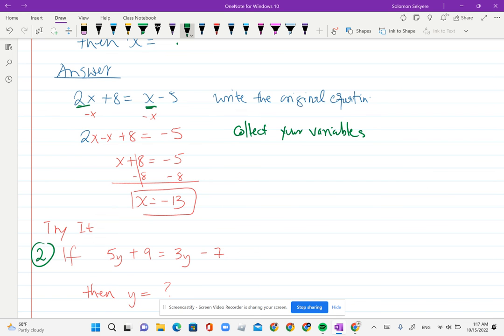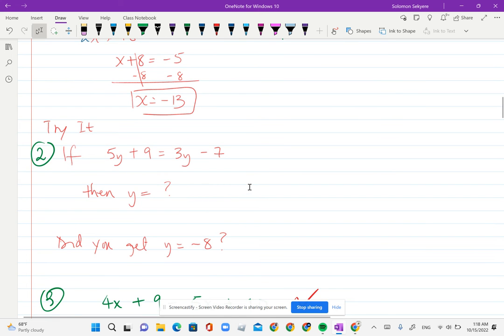See this x here, there is no sign before it. That means it's positive. So we're going to subtract. We subtract x from both sides. We're going to have 2x minus x. So on the left side, we're going to have only 1x, but we don't write a 1. So it'll be x plus 8 equals negative 5. What do we do next? We want the variable by itself. So the plus 8, we subtract, and x equals negative 13.